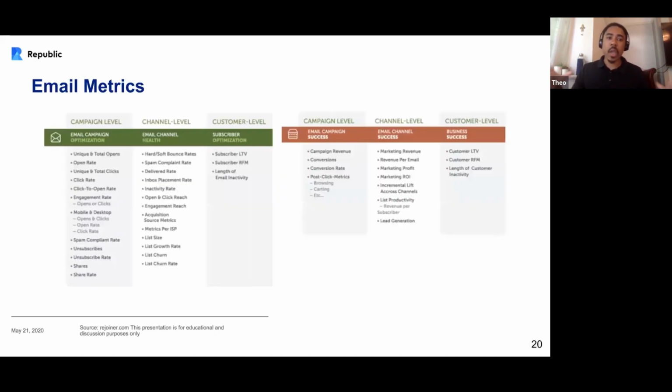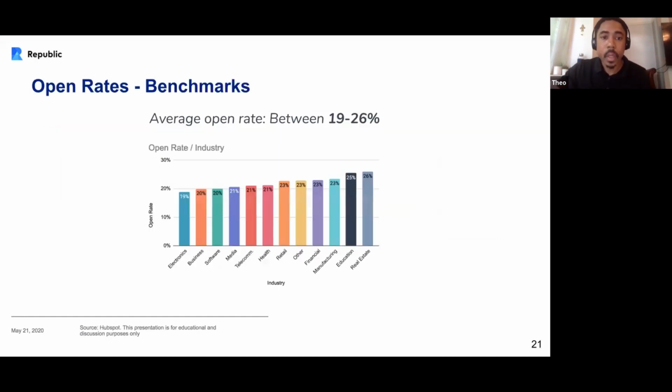And here is just an example from Rejoiner, which demonstrates some of the other emails that you could be looking at. So you've got subscriber LTV, for example. You've got length of customer inactivity on the far side. So a lot of metrics that you could be considering. Generally, I will think about a lot of these metrics when thinking about email marketing. And then I've just provided you some benchmarks.